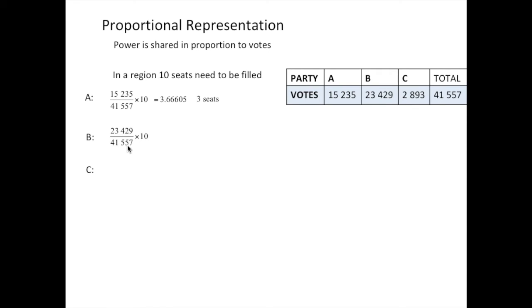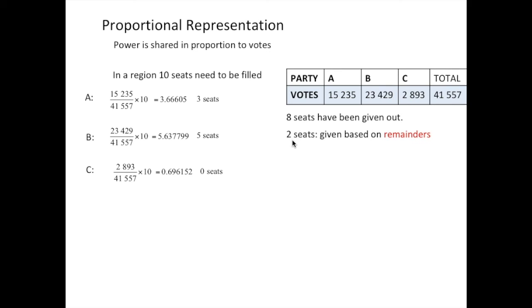B, we have 23,429 out of 41,557 times 10, and that gives us 5.637799, which we're going to round down to 5 seats. And C, we have 2,893 out of 41,557 times 10 gives us 0.696152. Okay, so if we round down, that's 0 seats. So that means 8 seats have been given out, and we need to still give out 2 seats.